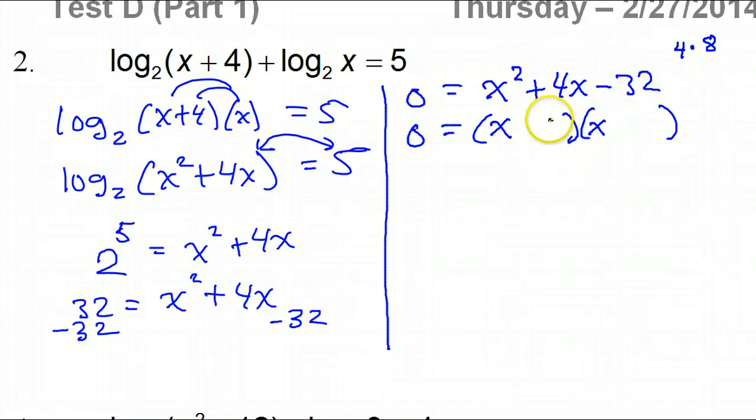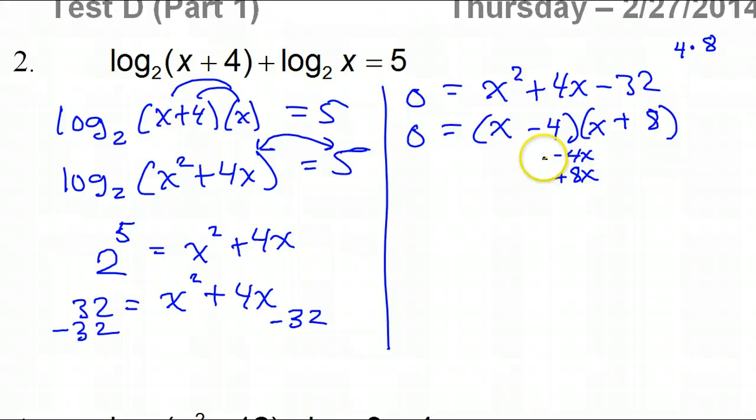Okay, let's try the 4 times 8. Now, the inner and the outer have to make the middle. Inner, we have 4x. Outer, we have 8x. We need a positive 4 middle. We can get that if we have a negative 4 and a positive 8. That would make positive 4. So there's your negative 4 and there's your positive 8. So, in your face, factoring.